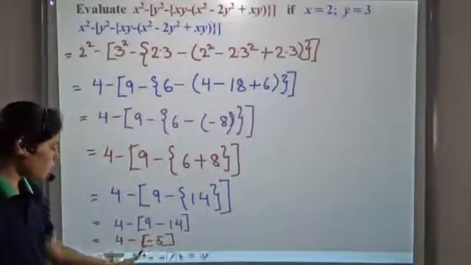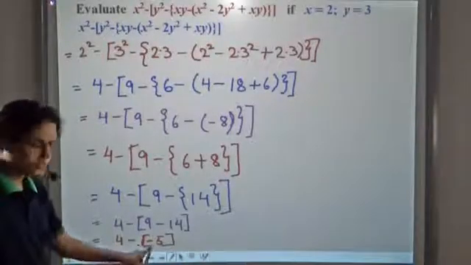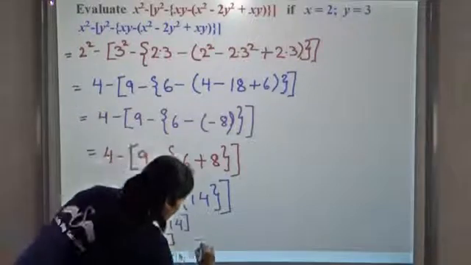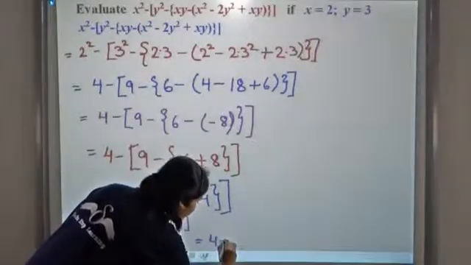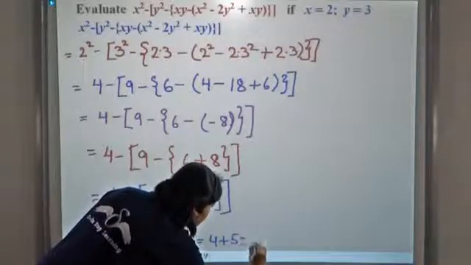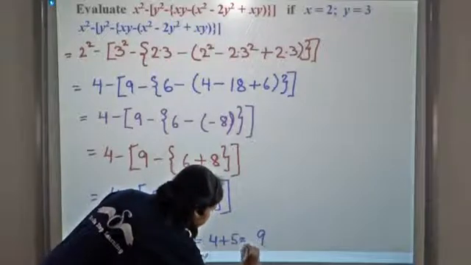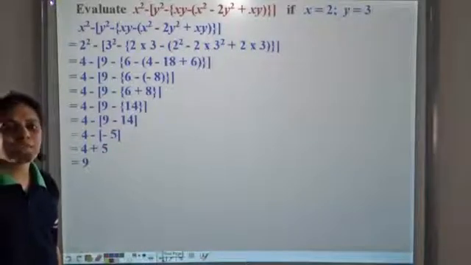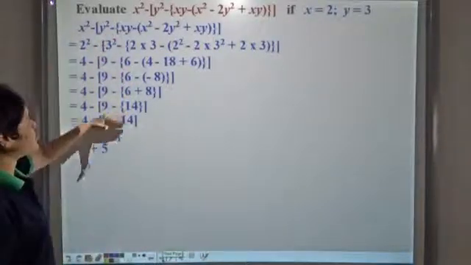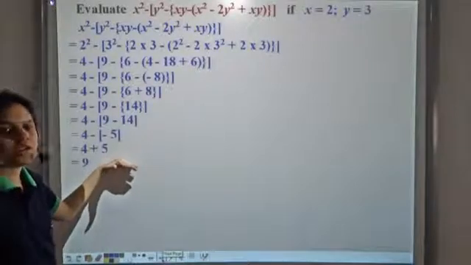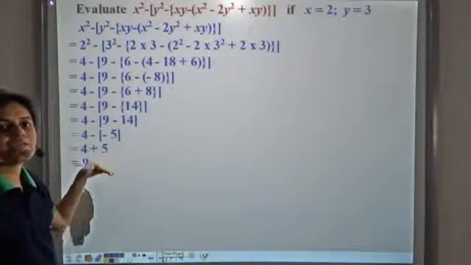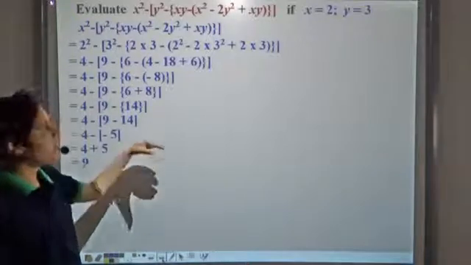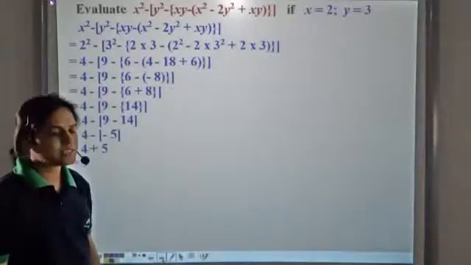Finally, we open this bracket. So we have a negative sign here. So this negative becomes positive. So we get 4 plus 5, which is 9. Now let us try and solve it by the second method. So these are the steps which we have followed if we solved it by the first method. Now let us try and simplify it first and then substitute the values of x and y.